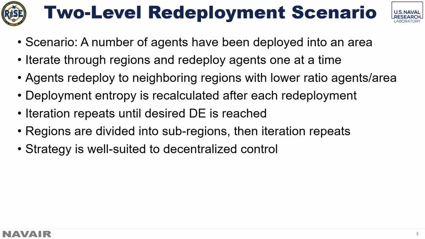This iteration repeats until a desired deployment entropy value is reached. After this value is reached, your regions are divided up into your subregions, and the iteration repeats on a local level. This is the local redeployment phase until a second final deployment entropy value is reached. The strategy is well suited to decentralized control because agents only need to know their own location and only need to be able to communicate with agents in neighboring regions and subregions.